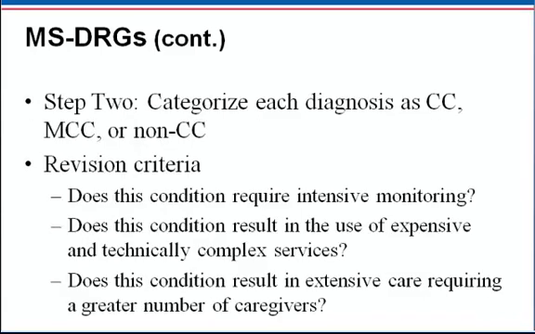These are some of the things that were looked at when they were revising the criteria or categorizing each diagnosis code. Does the condition require extensive monitoring of the patient? Does the condition that the patient has result in very expensive or complex services? Or does the condition result in extensive care that requires a greater number of caregivers than normal?